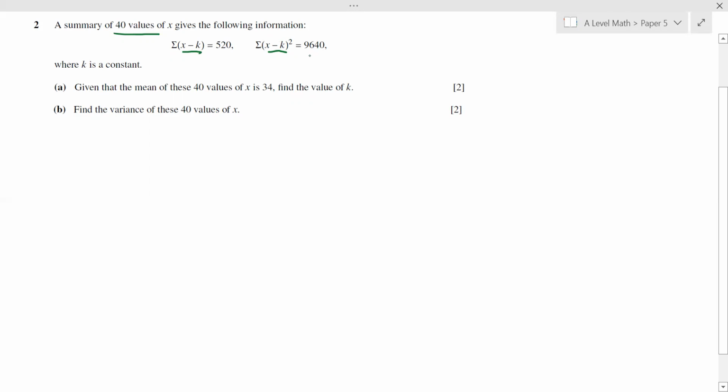and we get 9,640. k is a constant. Now the mean of these 40 values of x is 34. We need to find the value of k.